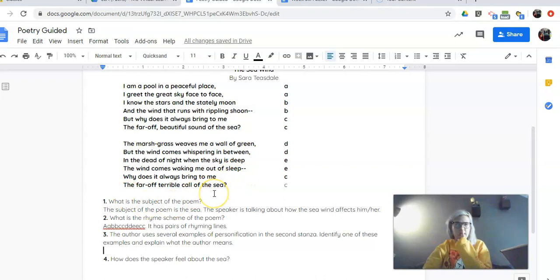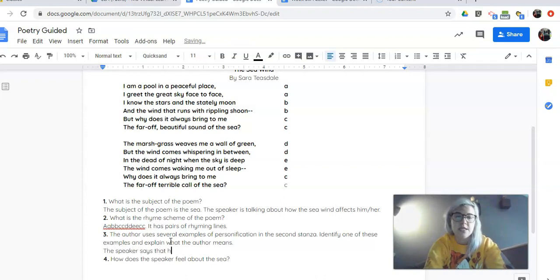So now we want to say, okay, where do I have some personification? Marsh grass weaves me a wall of green. That's one. But the wind comes whispering in between. Let's focus on that one. So the wind comes whispering. We know that the wind can't actually do that. So I'm going to say the speaker says that the wind is whispering. Okay, so that is our example.